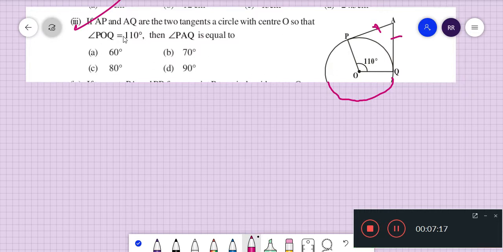So that angle POQ is equal to 110 degrees. POQ means this is angle O. The angle O is equal to 110 degrees. Then angle PAQ, angle PAQ will be here. How much is it? That we have to find. Look here. OPAQ is a quadrilateral. If any closed figure has 4 sides, then it becomes a quadrilateral.